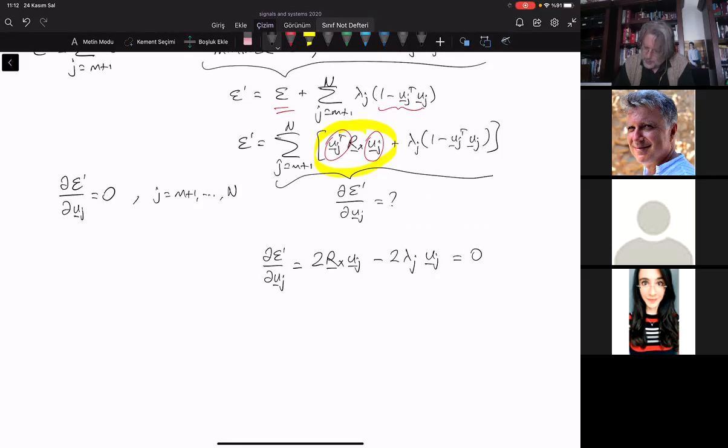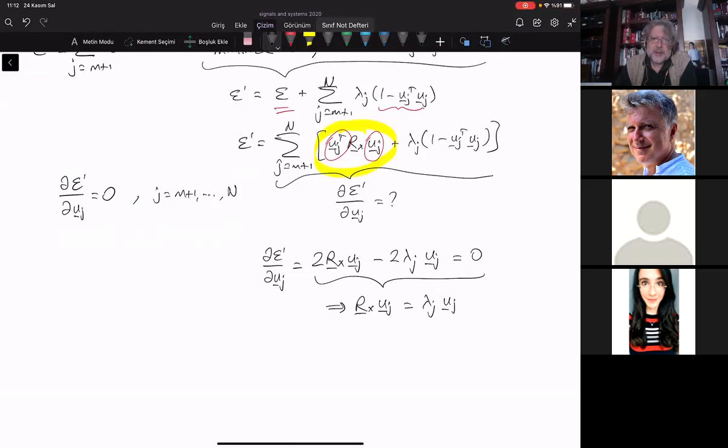And this being equal to 0 tells me that I can put the negative term on the right-hand side of the equation. 2 Rx uj is equal to 2 lambda j uj. The 2's will cancel, and I will have Rx uj is equal to lambda j uj.